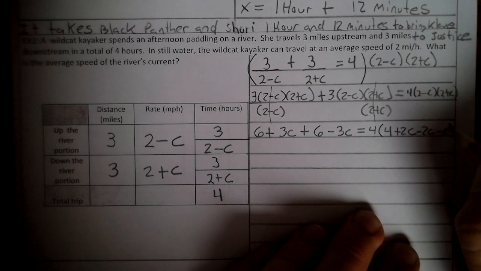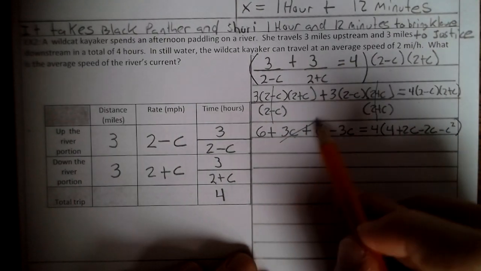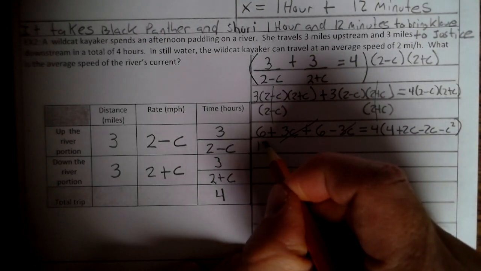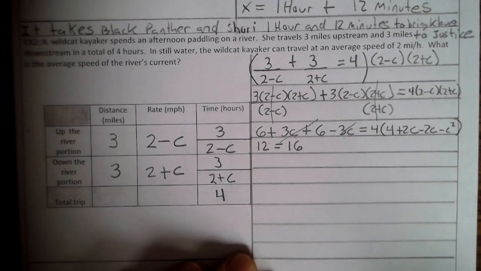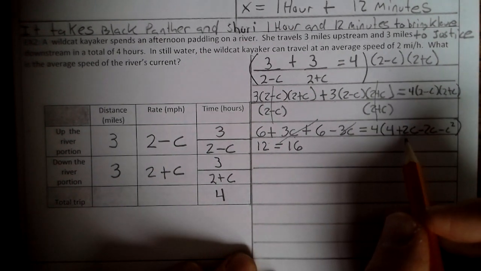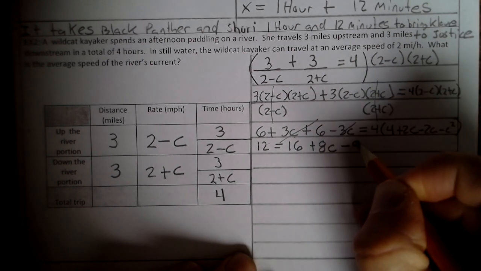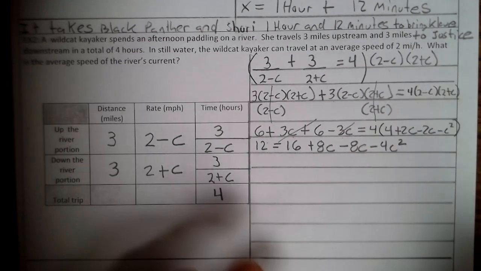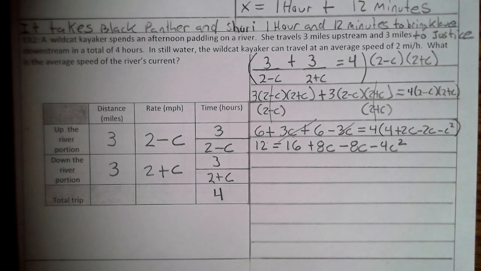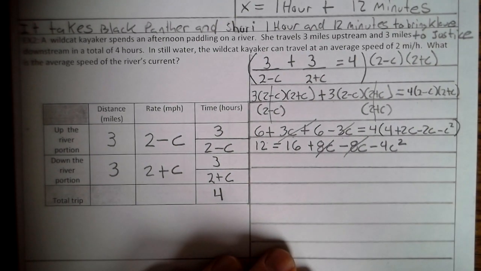Okay. Now we simplify. 3c minus 3c cancels, so you're left with 6 plus 6 is 12. Equals 4 times 4 is 16. And 4 times 2c is plus 8c, minus 8c. And 4 times negative c squared is minus 4c squared. Well, the 8c minus 8c cancel. And so you're left with 12 equals 16 minus 4c squared.